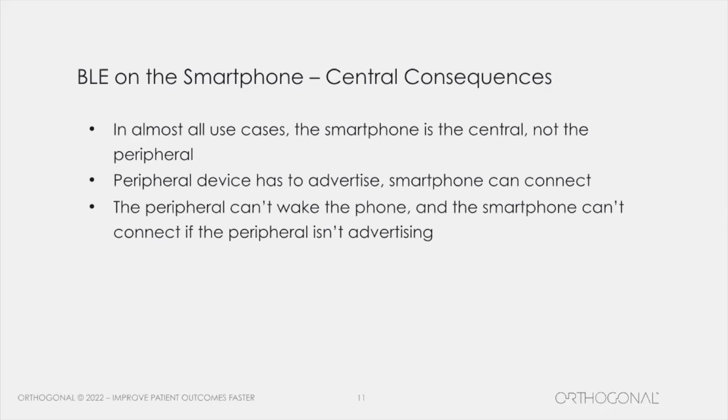One of the things that we see a lot, it's a simple mistake, is to think that, oh, the peripheral can sort of be dormant and just wake up the phone when it needs to do something. But that's not really how it works. Or the smartphone can't wake up the peripheral. In order to connect, the peripheral has to be advertising on some kind of regular basis, and the smartphone can then connect. So it has a lot of consequences, especially for background processing.